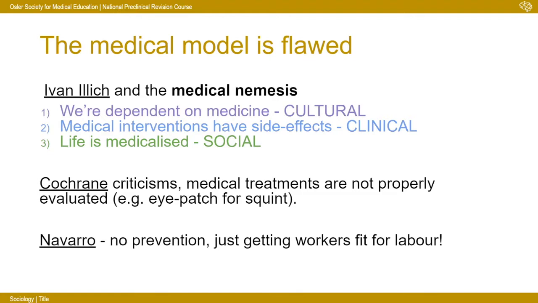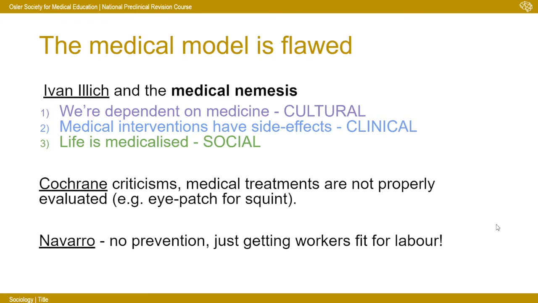Cochrane from the Cochrane Review criticised the medical model because he said there was a lack of evaluation of efficacy of the medical treatments used. So, for example, the eye patches were not well based in evidence as in their use for squint. And then Navarro came up with the point that the medical model was just used to get workers back to work, and there wasn't this whole prevention of illness. It was just very much, we need to fix these people and get them working again.